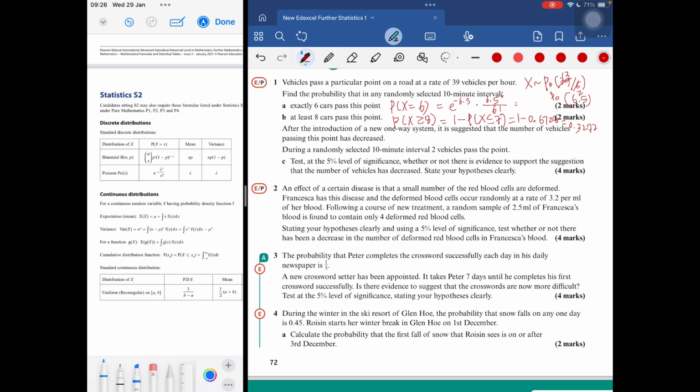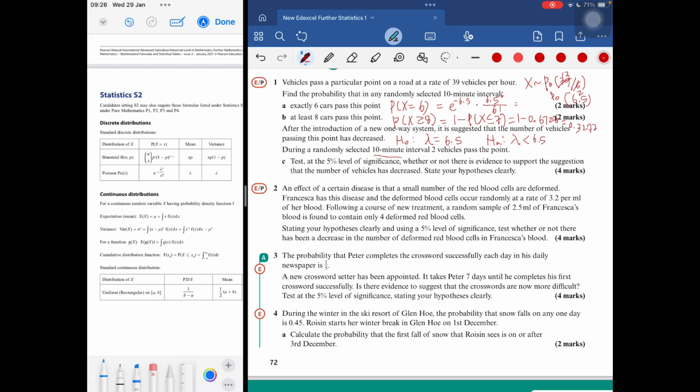You can find it from your calculator. And number C, after the introduction of a new one-way system, suggests that the number of vehicles passing the point has decreased. So now H0: still we are saying this is about a 10-minute interval. So the parameter lambda is 6.5 as it is. And we are suggesting the alternative hypothesis: lambda has decreased, less than 6.5.